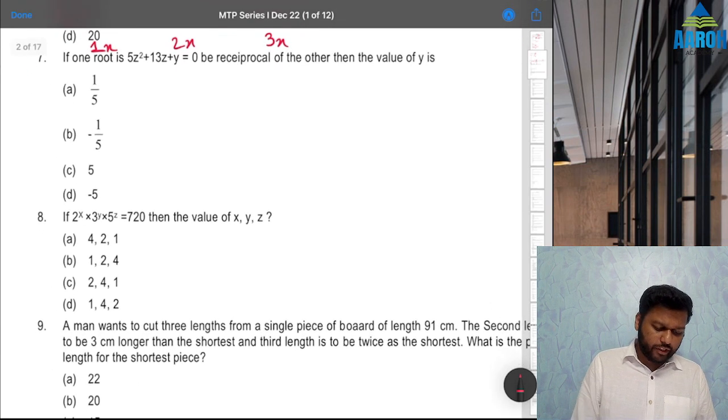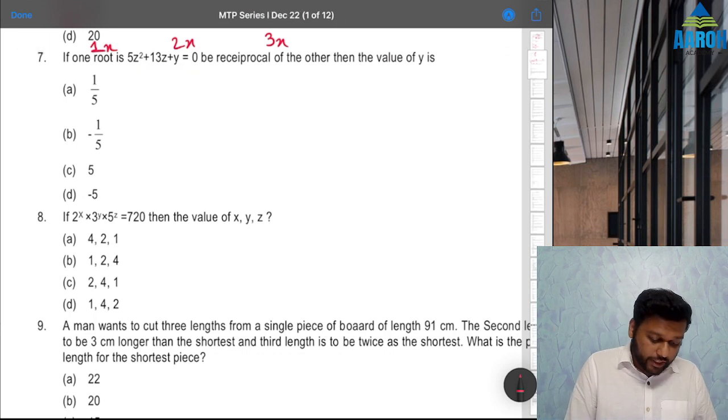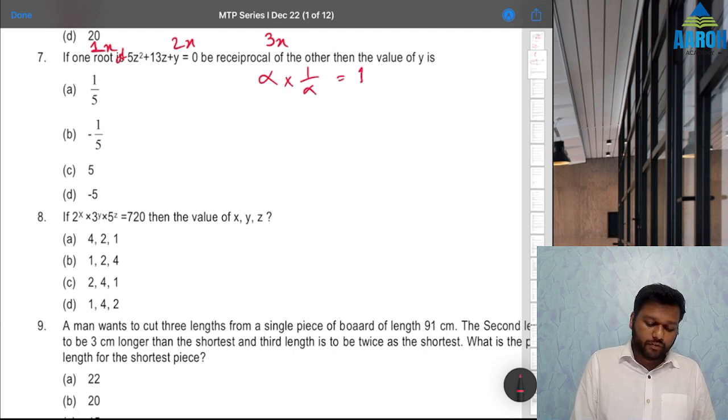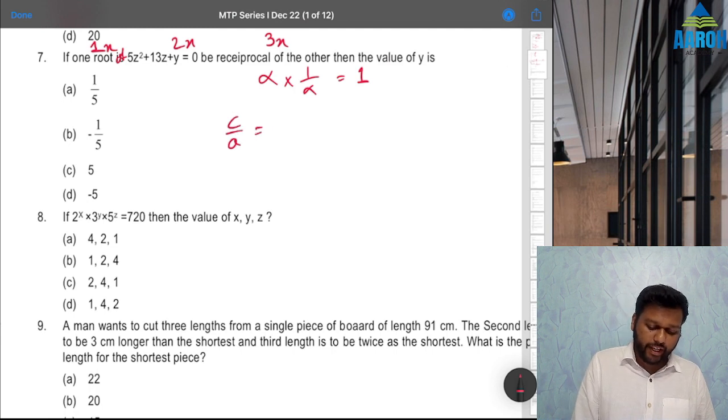7th, if one root is this, okay, that is not correct. I think they mean if one root of this is reciprocal of the other, then what is the value of y? Fine. If one root is the reciprocal of the other, that is alpha and 1 by alpha, then the product of roots is 1. Okay, and we know that in a quadratic equation, the product of roots is c by a.